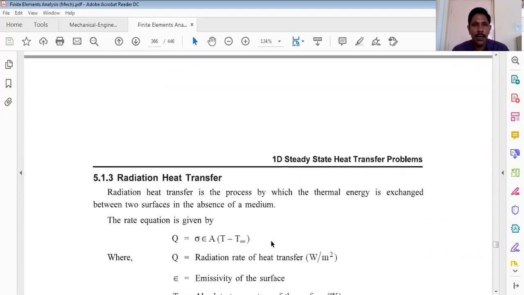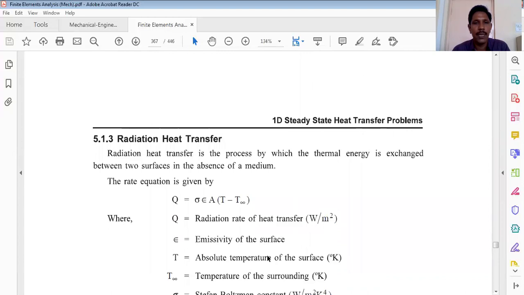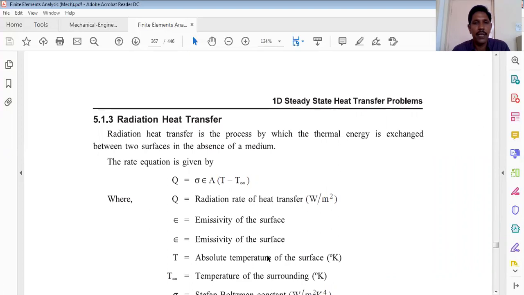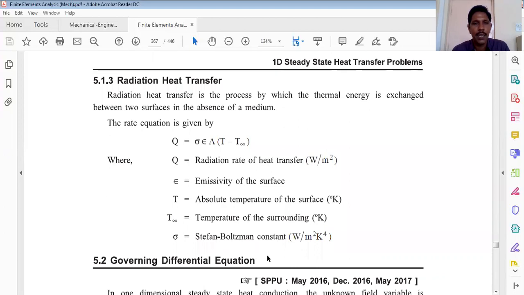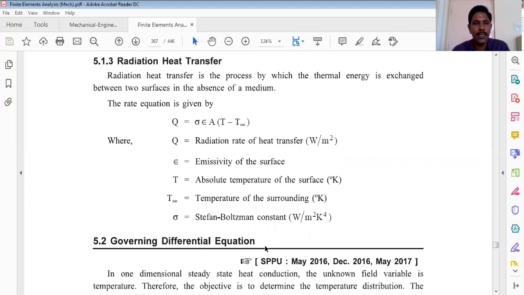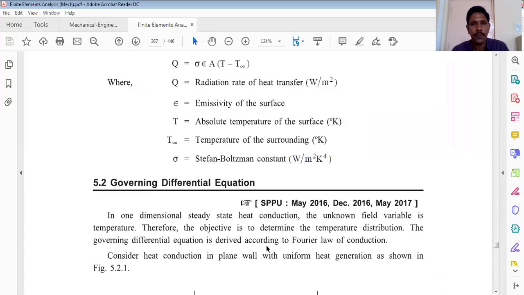And lastly, the radiation heat transfer is the process by which the thermal energy is exchanged between two surfaces in the absence of a medium, and it is governed by Q is equals to sigma epsilon A into (T minus T infinity), where Q is the radiation rate of heat transfer in watts, and emissivity of the surface is given by epsilon. T is absolute temperature of the surface, T infinity is surrounding temperature, where sigma is Stefan Boltzmann constant and is expressed in terms of watts per meter square Kelvin to the power of 4.